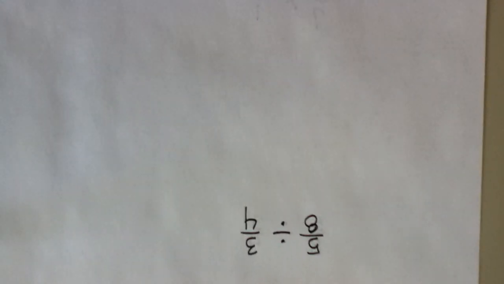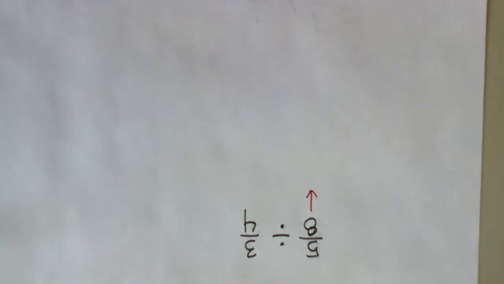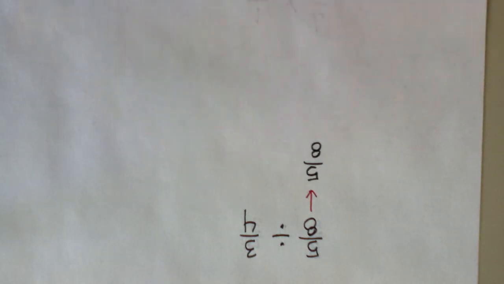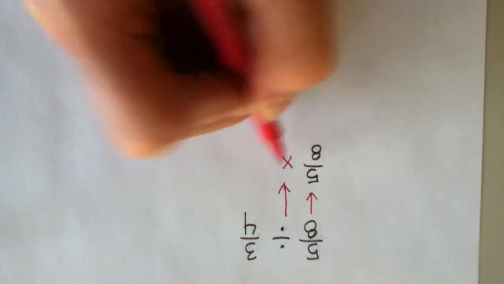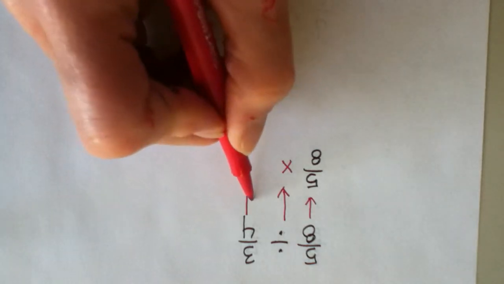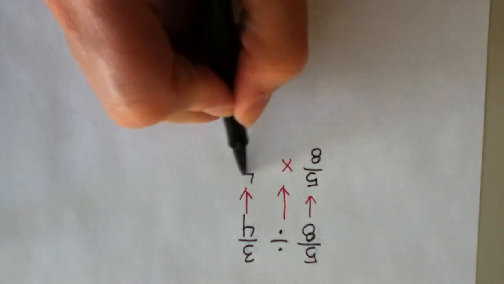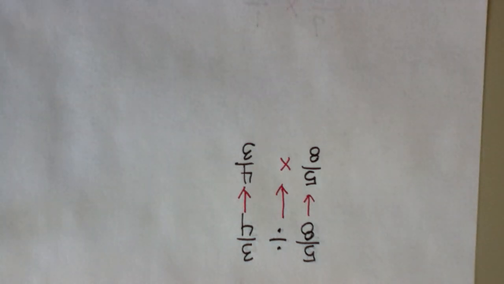Let's try that again. The second problem reads 5/8 divided by 3/4. Keep the first number exactly the way it reads, 5/8. Change the division sign into a multiplication. Take the reciprocal or flip the second fraction, and it becomes 4/3. And now we multiply straight across.